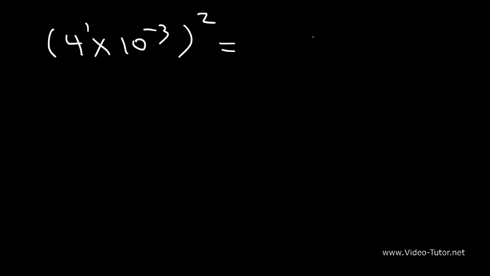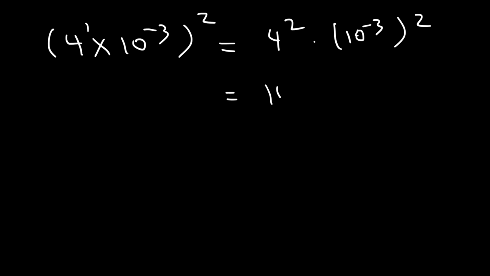Now let's work on two more examples. Sometimes you may need to square a number rather than taking the square root of a number. So what is 4 times 10 to the minus 3 squared? So what we need to do is square 4. So this is going to be 4 squared times 10 to the minus 3 squared. 4 squared is 16.